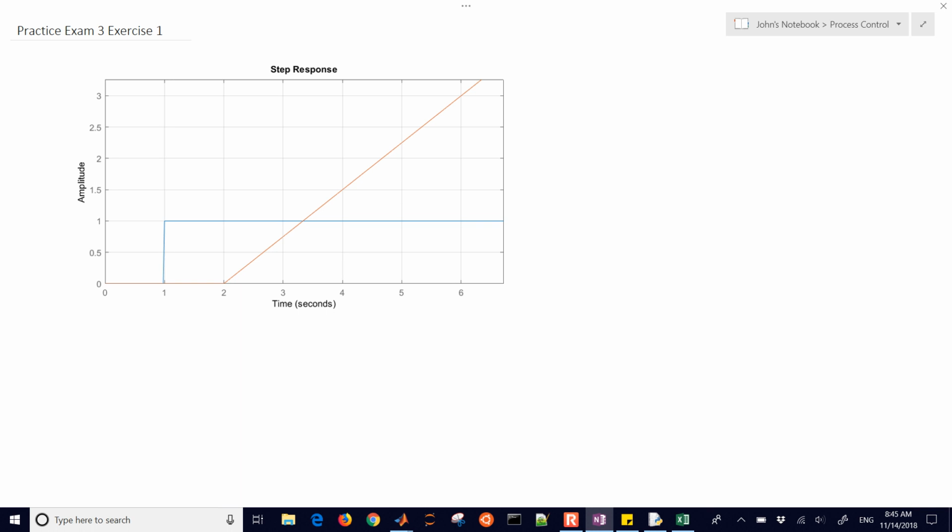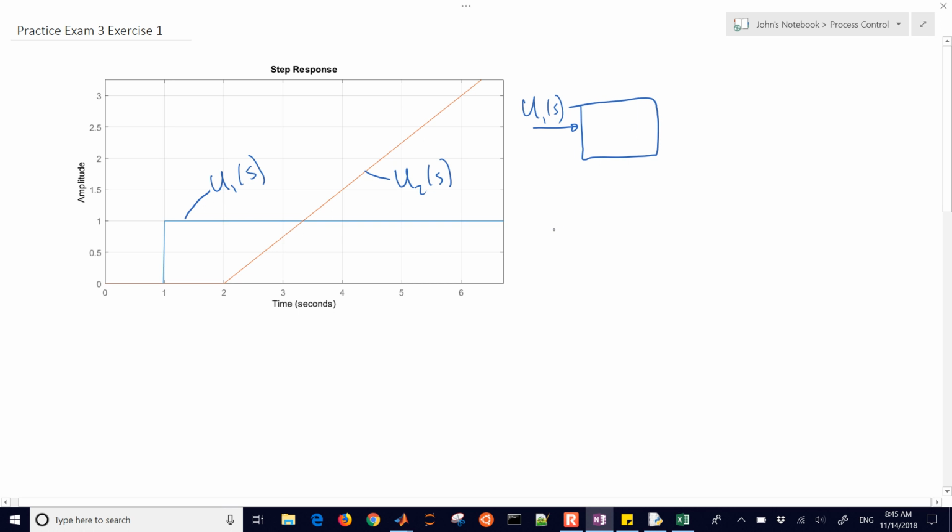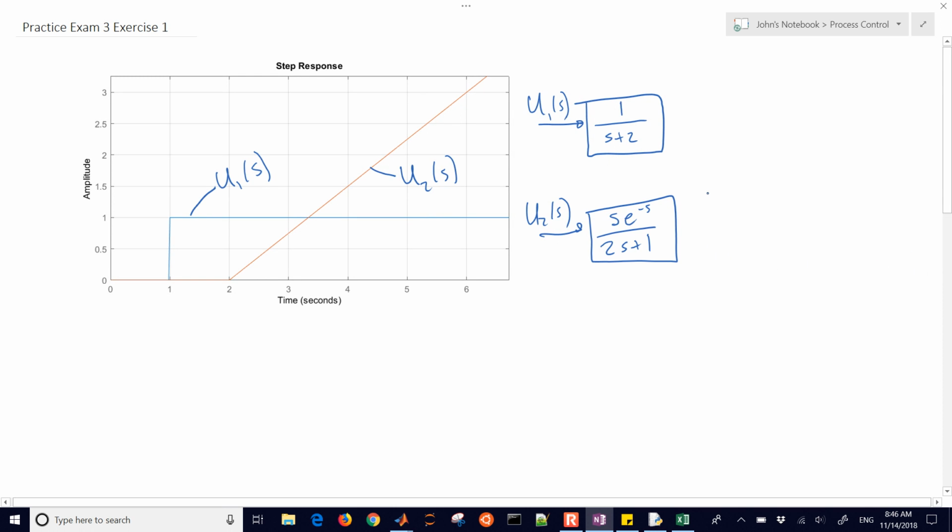Okay, here is the first problem. We have two inputs. The very first one is U1 and the second one is U2. U1 is coming in to one transfer function and U2 to another transfer function. The first one is going to be 1 over s plus 2, and the second one is going to be s e to the minus s divided by 2s plus 1, so you have a delay of 1. These two come together, we'll just add those responses, and then this is going to be y. So we have those transfer functions, and we have the input signals that are there graphically.